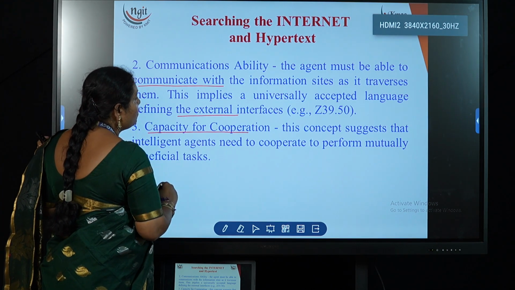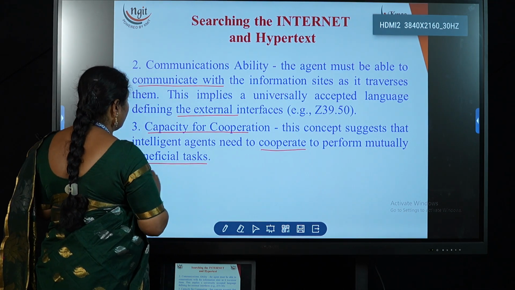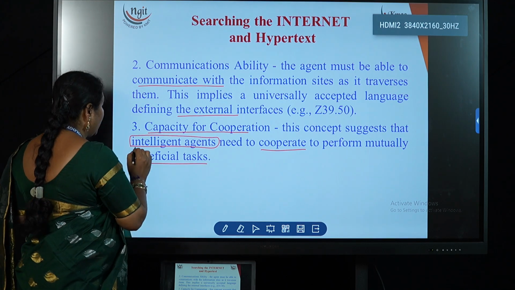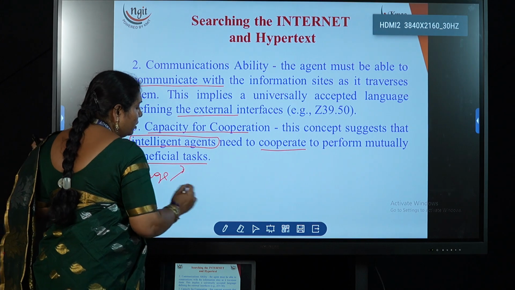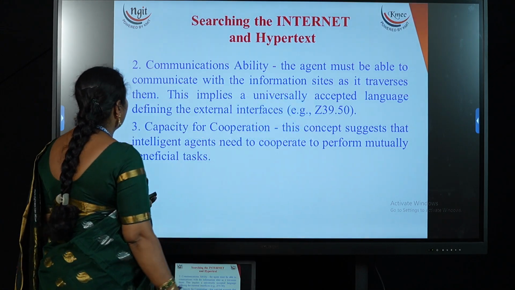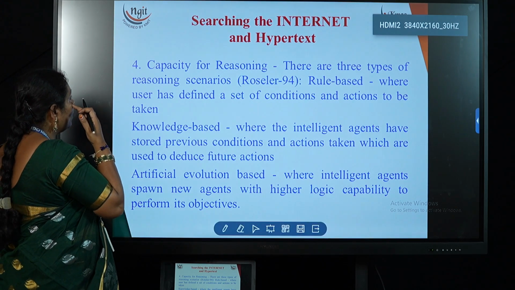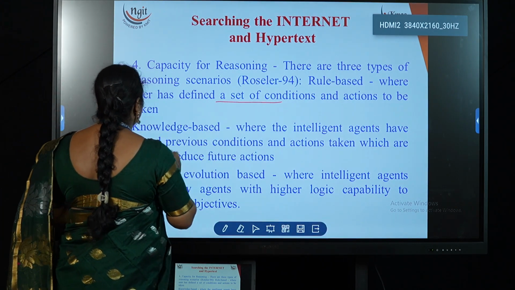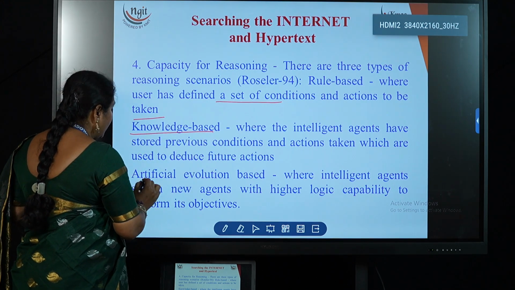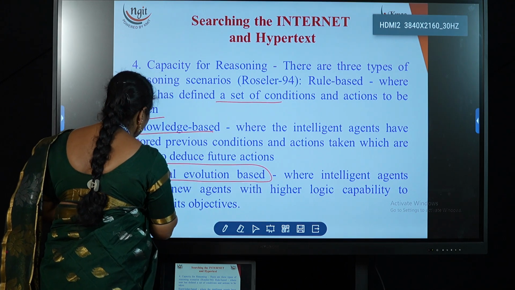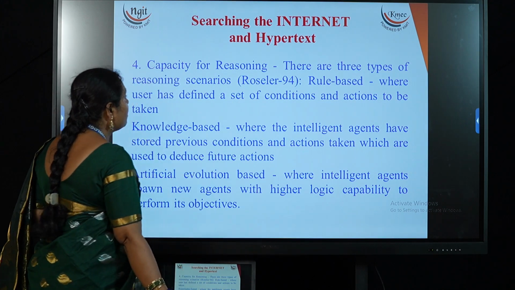Next one is capacity for cooperation. So it has to be very cooperative to perform mutually beneficial tasks, meaning it should not depend upon any other things in order to benefit. And the next is capacity for reasoning. Whenever you are defining some set of conditions, it has to be properly managed and it should be knowledge based and artificial intelligence based, because we are not using any manual requirement, only intelligent agents will perform.